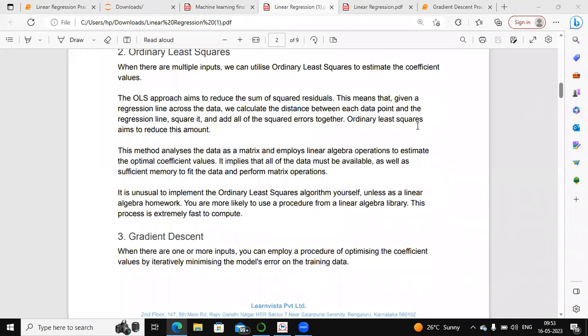Let me repeat once again. This method analyzes the data as a matrix and employs linear algebraic operations to estimate the optimal coefficient values. So we'll draw it in the form of a matrix and find the coefficient of x as well as the constant c. It implies that all the data must be available, as well as sufficient memory to fit the data and perform matrix operations. So we need all the data to be available so that we can draw the regression line in such a way that it covers all the data points present.